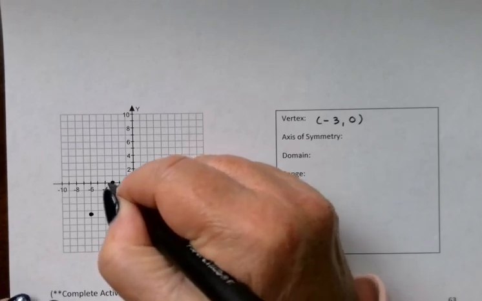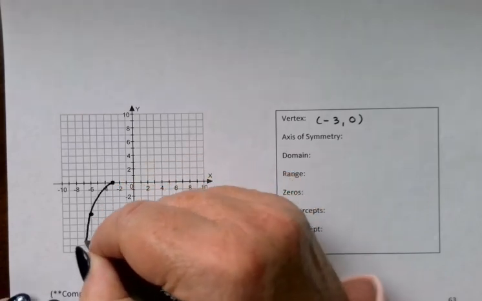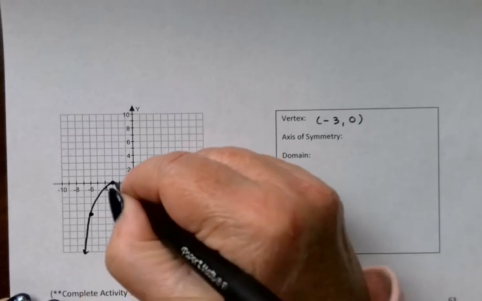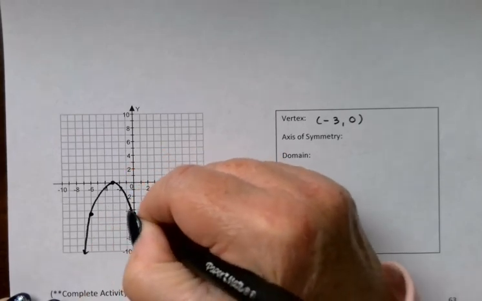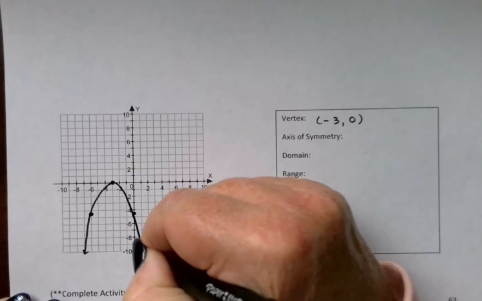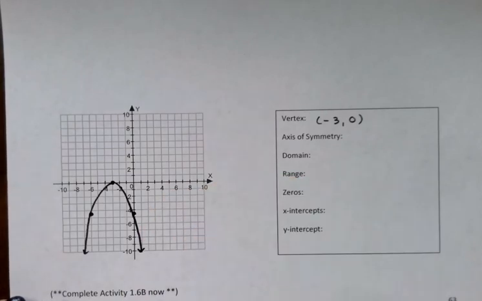We knew it was upside down or reflected across the x-axis. We're seeing that right now. And as far as it being a little wider than the parent function, you may be able to see it visually, but the fact that we got the extra points really took care of that for us. So there's my parabola.